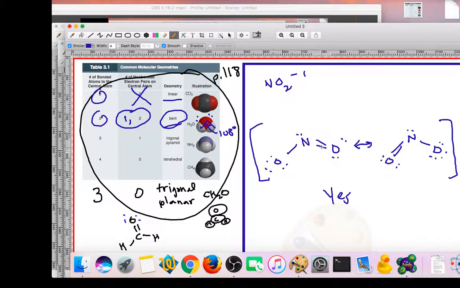Remember, again, resonance does not mean that the molecule has 2 forms. Resonance means that this is not a single bond. This is not a double bond. This is something in between a single bond and a double bond. So this is a 1.5 bond. This is also a 1.5 bond, right? We just don't draw these dotted lines because they're confusing.